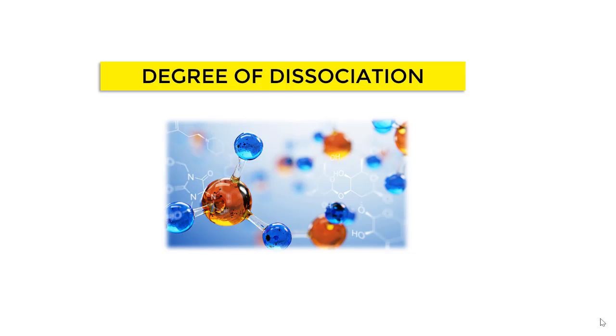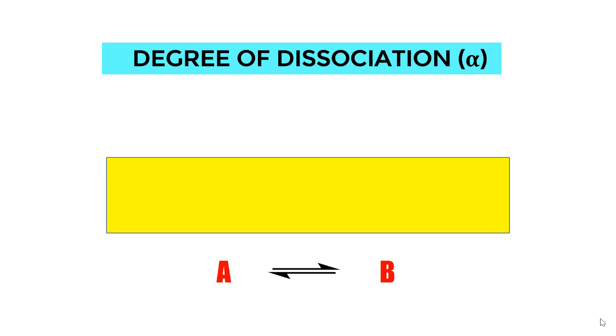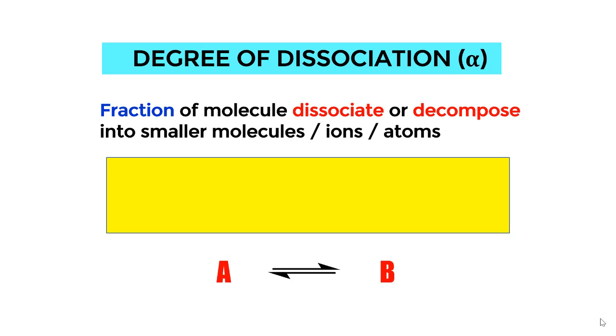Right class, so today we will learn a new topic in chapter 6, degree of dissociation. So what is meant by degree of dissociation? The symbol is alpha. Degree of dissociation is the fraction of molecules that dissociate or decompose into smaller molecules, ions or atoms.